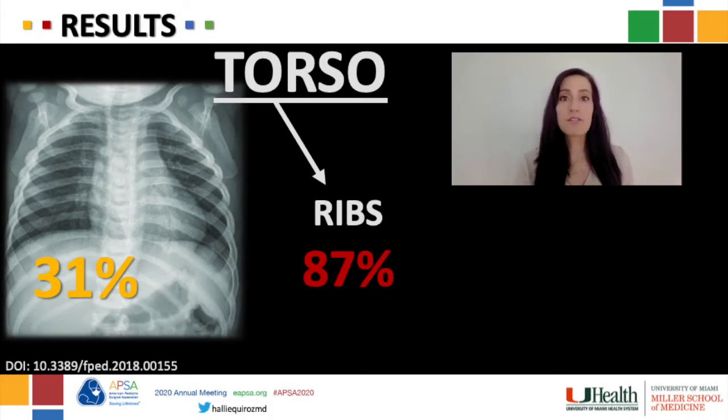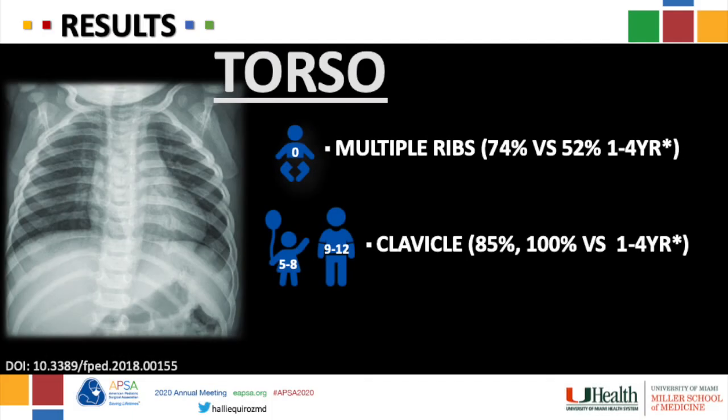Torso fractures comprised 31% of the total cohort, with ribs being by far the most commonly fractured. The infants had the highest rates of multiple rib fractures when compared to all other groups, and while elementary school age children had the highest rates of clavicular fractures, these fractures overall were less common.